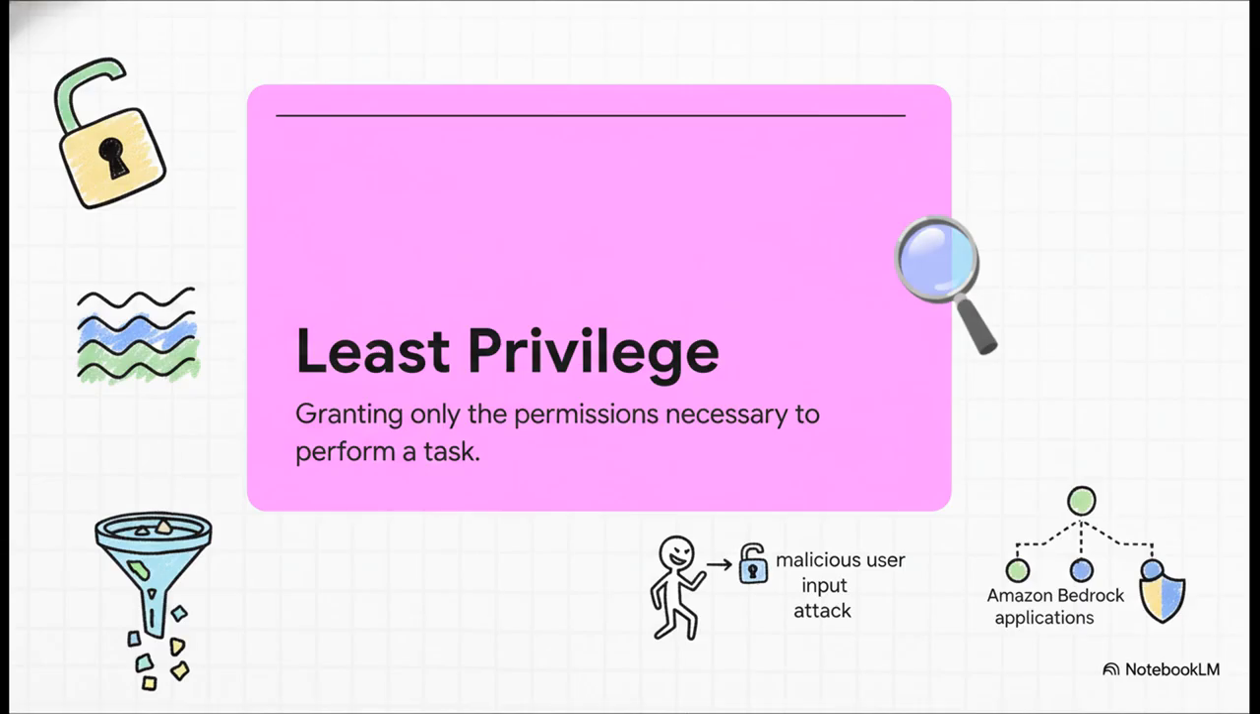Now, let's talk about limiting the blast radius. Look, even with the best defenses, you always have to plan for a worst-case scenario. And that's where the principle of least privilege comes in. It's a really simple but powerful idea. Your AI application should only have the absolute bare minimum permissions it needs to do its job, nothing more.